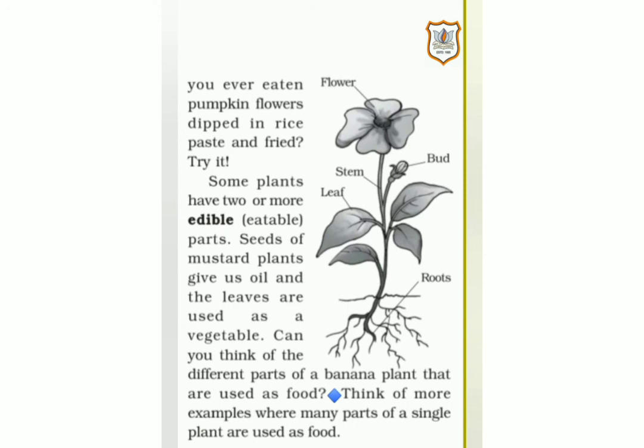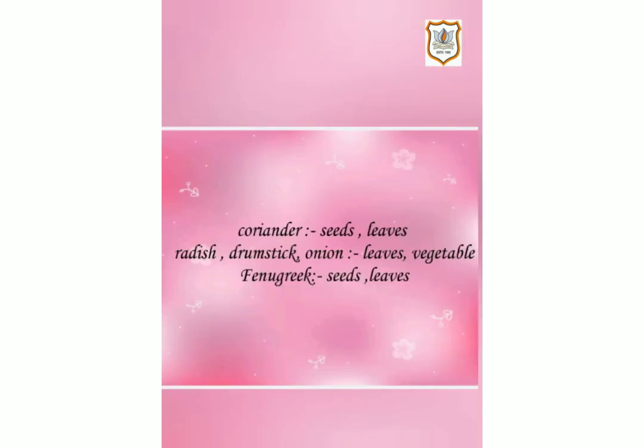So some examples are coriander, whose seeds and leaves are used; radish; drumstick; onion, whose leaves and vegetables are used; fenugreek, whose seeds and leaves are used. Okay, so this was all about today's topic.